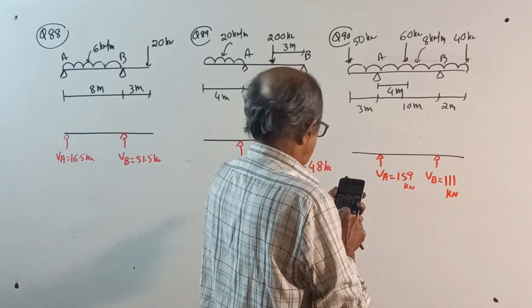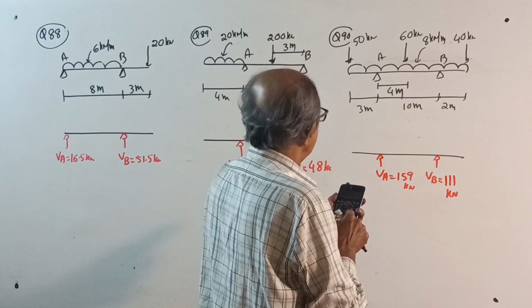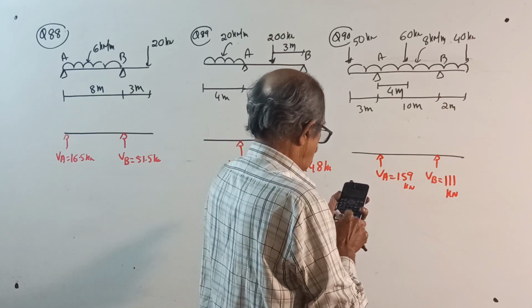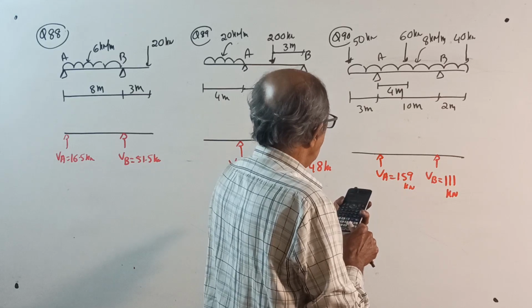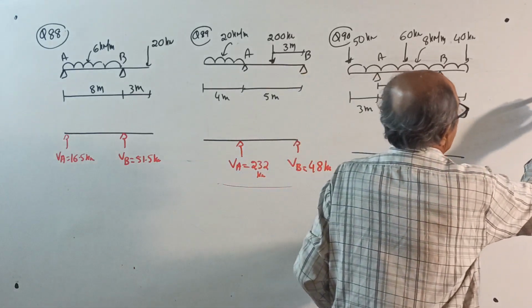60 into 6 plus 50 into 13 plus 8 into minus 40 into 2 minus 8 into 2 into 1. Perfectly correct. Next is 91.